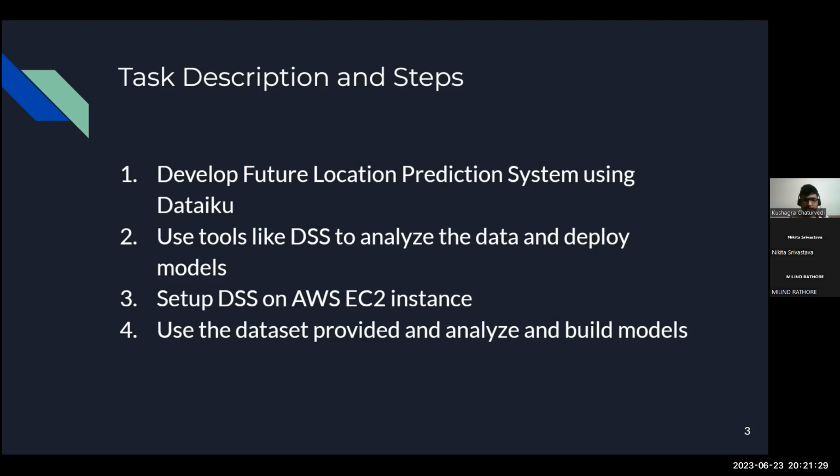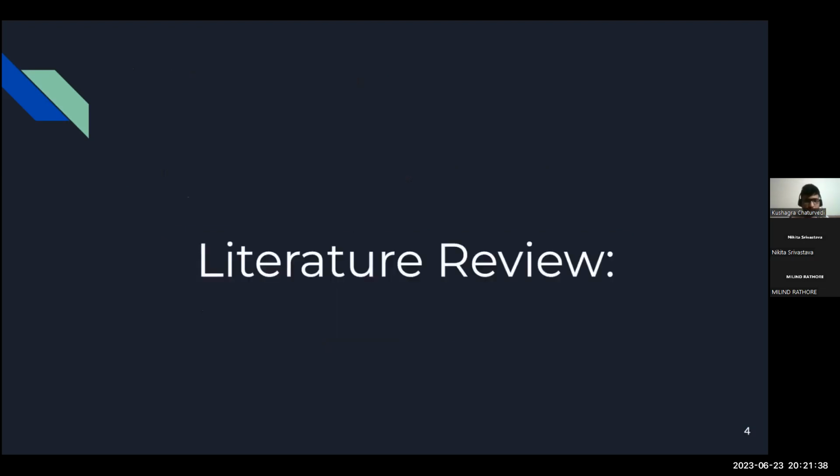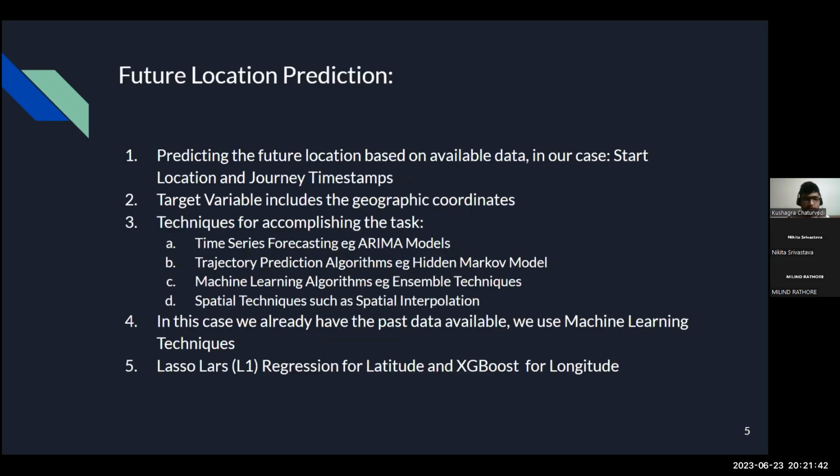First, I have to set up DSS on an AWS EC2 instance, and then use the dataset provided to analyze and build the model. Coming on to the literature review for the task: basically a future location prediction system, in which we have to predict the future location.